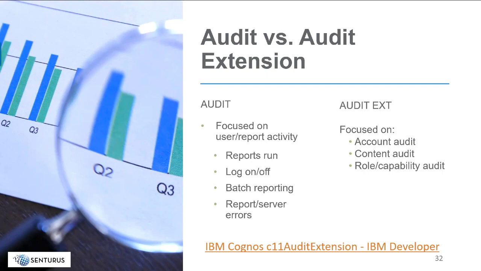Same thing with content. If I have 100 reports and only 20 of them have been run and 80 have just been sitting there idle, I don't even know they exist. With audit extension, I get that full list of reports. And then one thing that doesn't get touched at all in audit is role capabilities. You can see who's got access to what. So lots of really valuable stuff that's been around, but Cognos was just sort of saying, hey, we're not going to really change this or support it, but it's there if you want to try it.